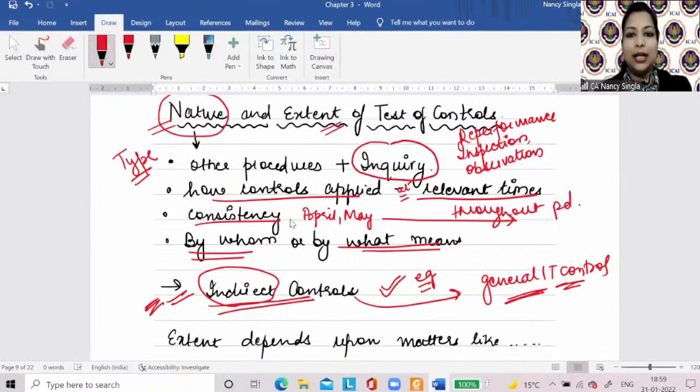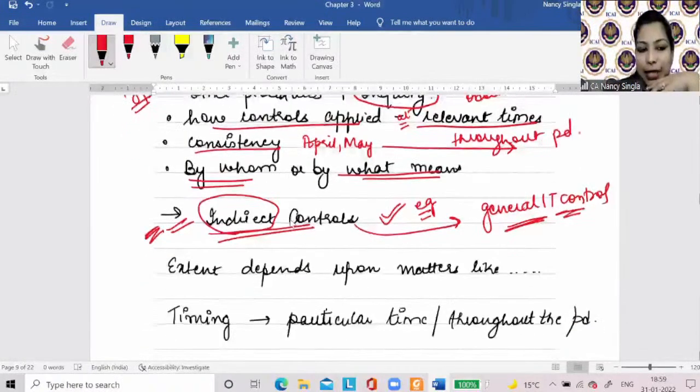So in nature and extent of test of controls, we have seen what type of procedures: inquiry, along with that what other procedures, how the controls are applied at relevant times. I have given you an example of relevant times, when the power failure is there or when the authorized signatory has not come. Consistency, whether it has been applied, operating effectively throughout the year, and by whom and by what means, and whether the indirect controls are also to be checked.